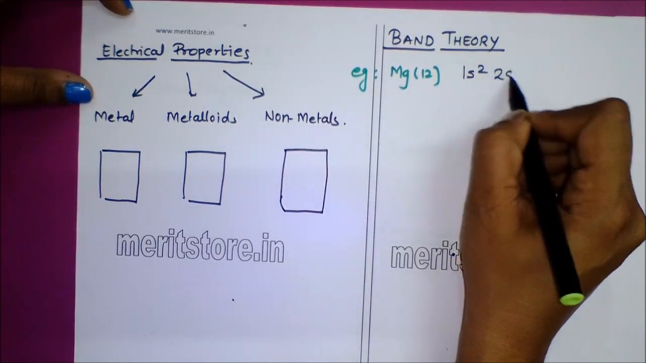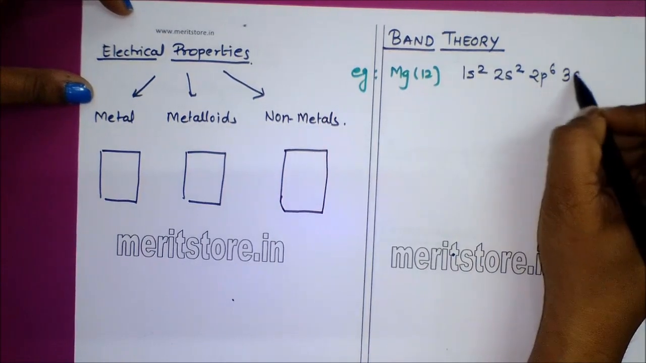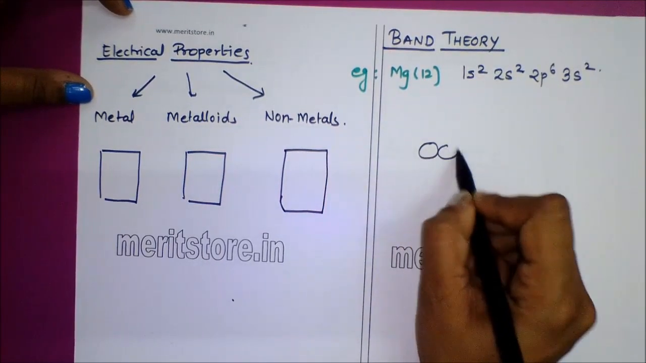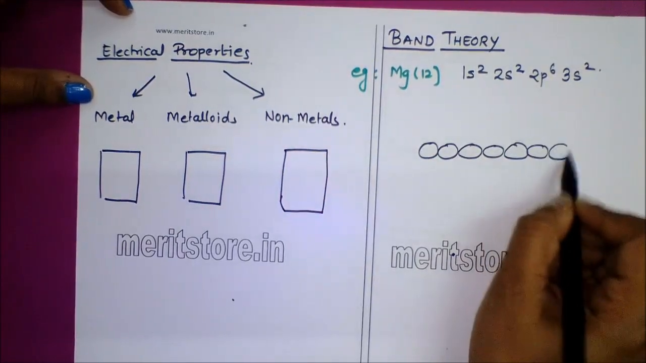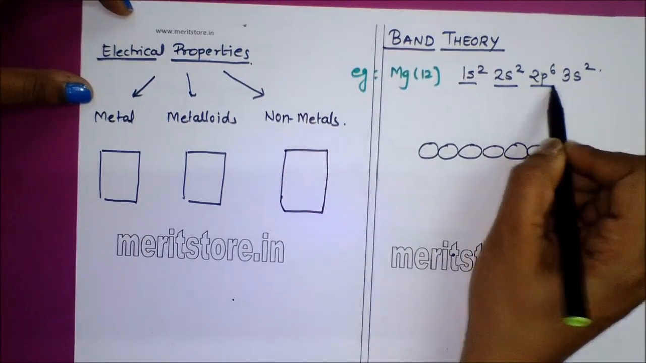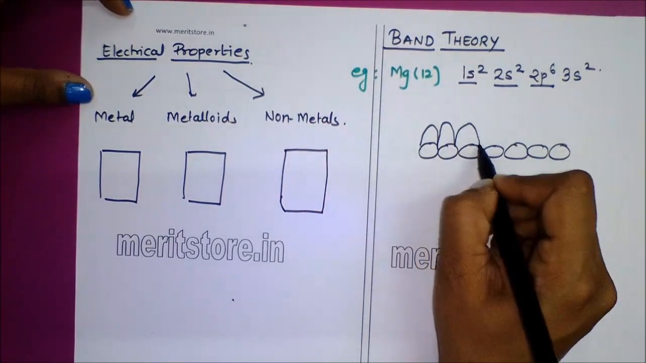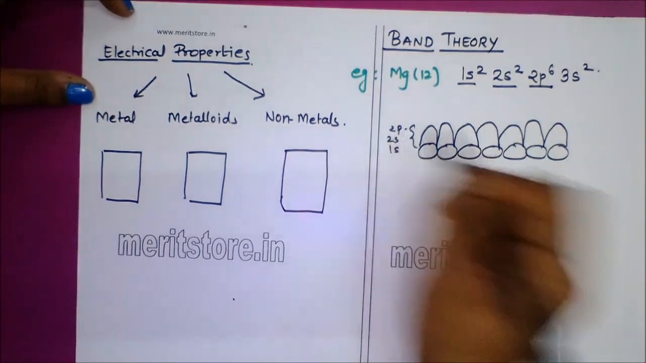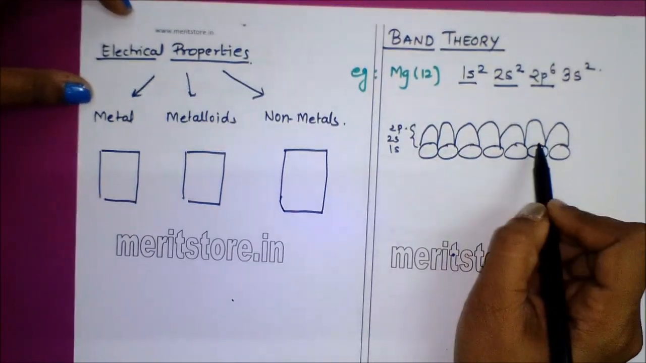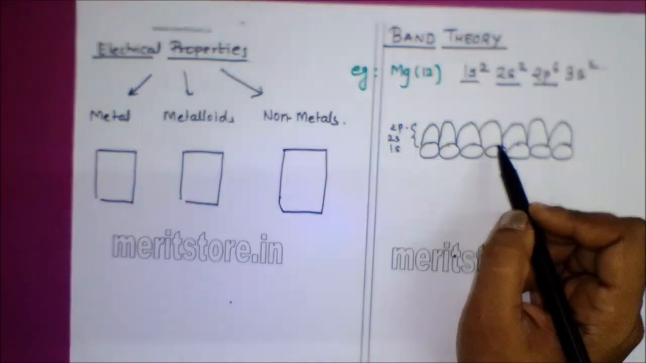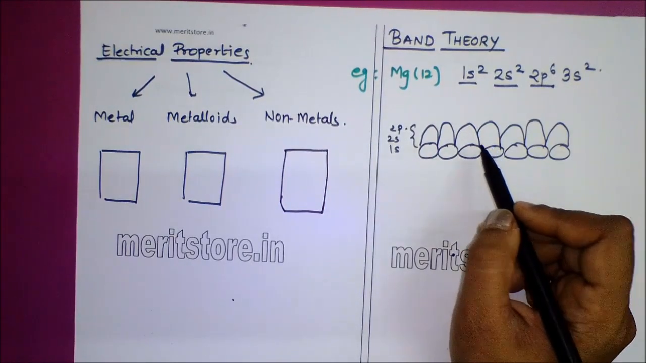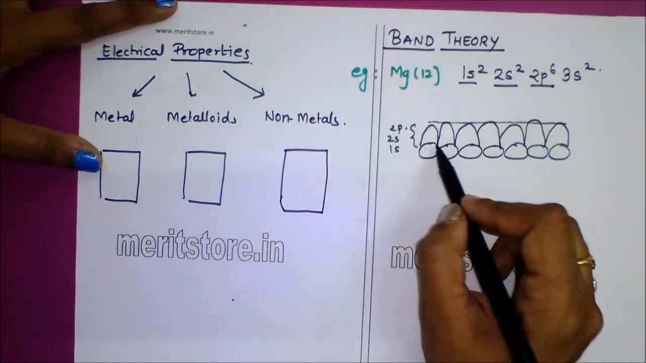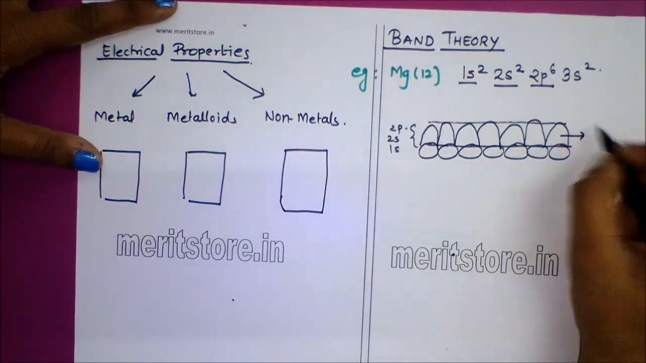So the configuration is 1s2, 2s2, 2p6 and 3s2. Now in case of magnesium, when we have a metallic piece, all these magnesium atoms have their inner orbitals, that is 1s, 2s and 2p. They are closely packed. And these inner orbitals of the magnesium, that is we are talking about 1s, 2s and 2p, they overlap with each other. When the atomic orbitals overlap with each other, they turn into molecular orbitals. These molecular orbitals go on merging with each other till their energy gap becomes the same, and they give rise to a band which we call the valence band.